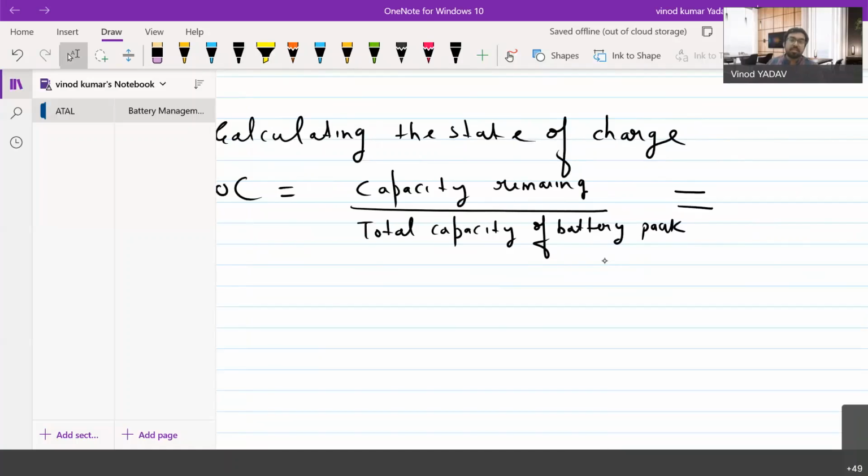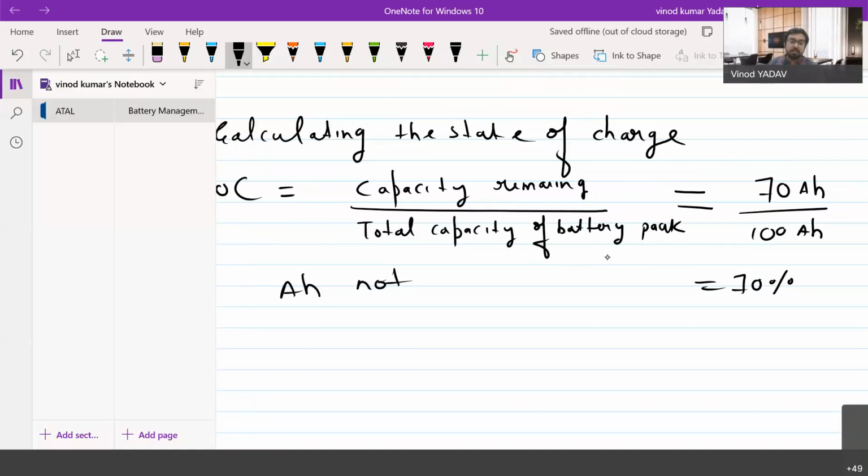Now by capacity I mean the amount of charge. Let's just say initially we have 100 ampere hour capacity, and the capacity remaining now is 70 ampere hour. So the SOC, that is the state of charge, will be 70% of the initial capacity. So the state of charge just describes the amount of capacity remaining, or the amount of charge that is remaining in the battery. So its unit is taken in ampere hour, not in energy.